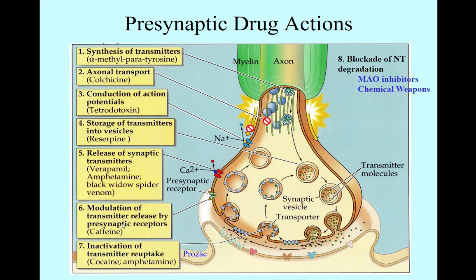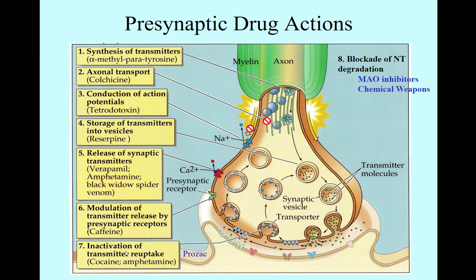Number 6, modulation of transmitter release by presynaptic receptors. So we have receptors here, and we can tweak those. It turns out this process is a little complicated. You release, and then there's modulation. Both caffeine and alcohol. Let's add alcohol right here. Alcohol can affect presynaptic receptors.